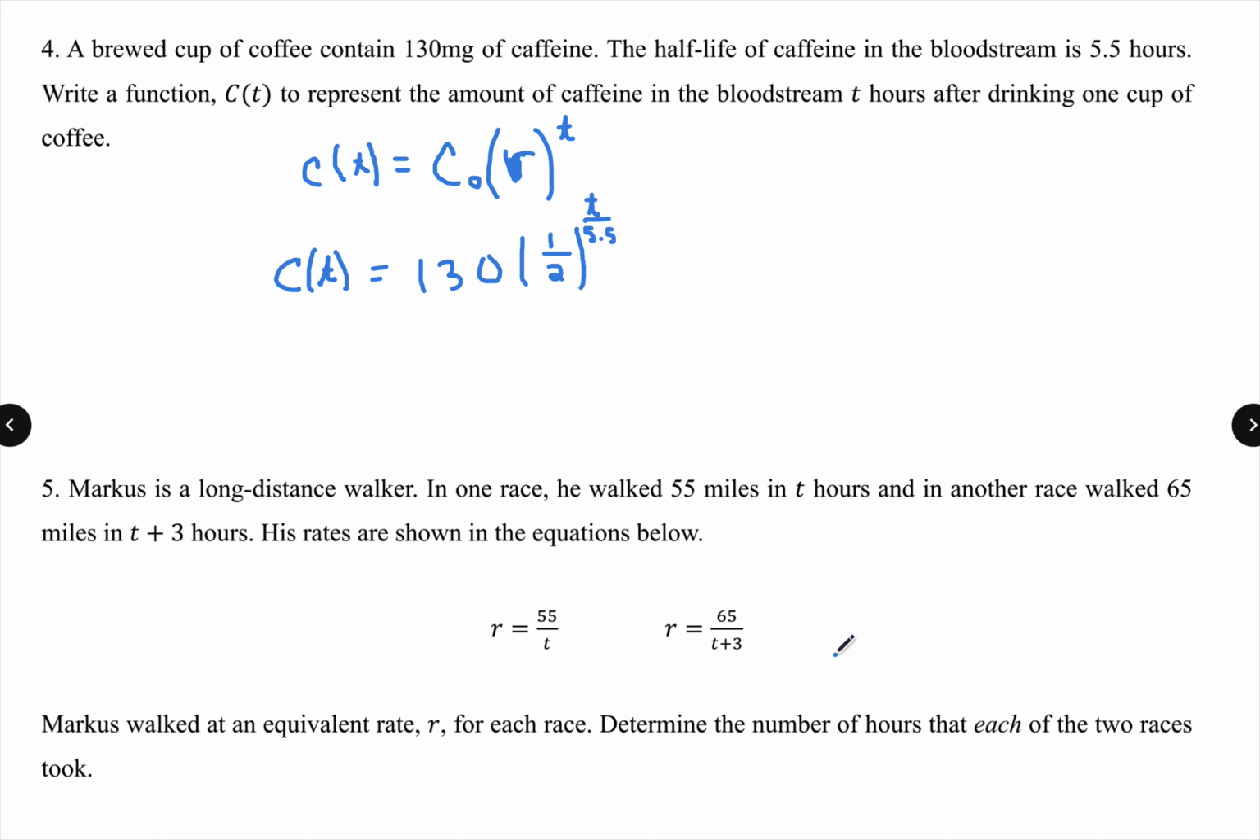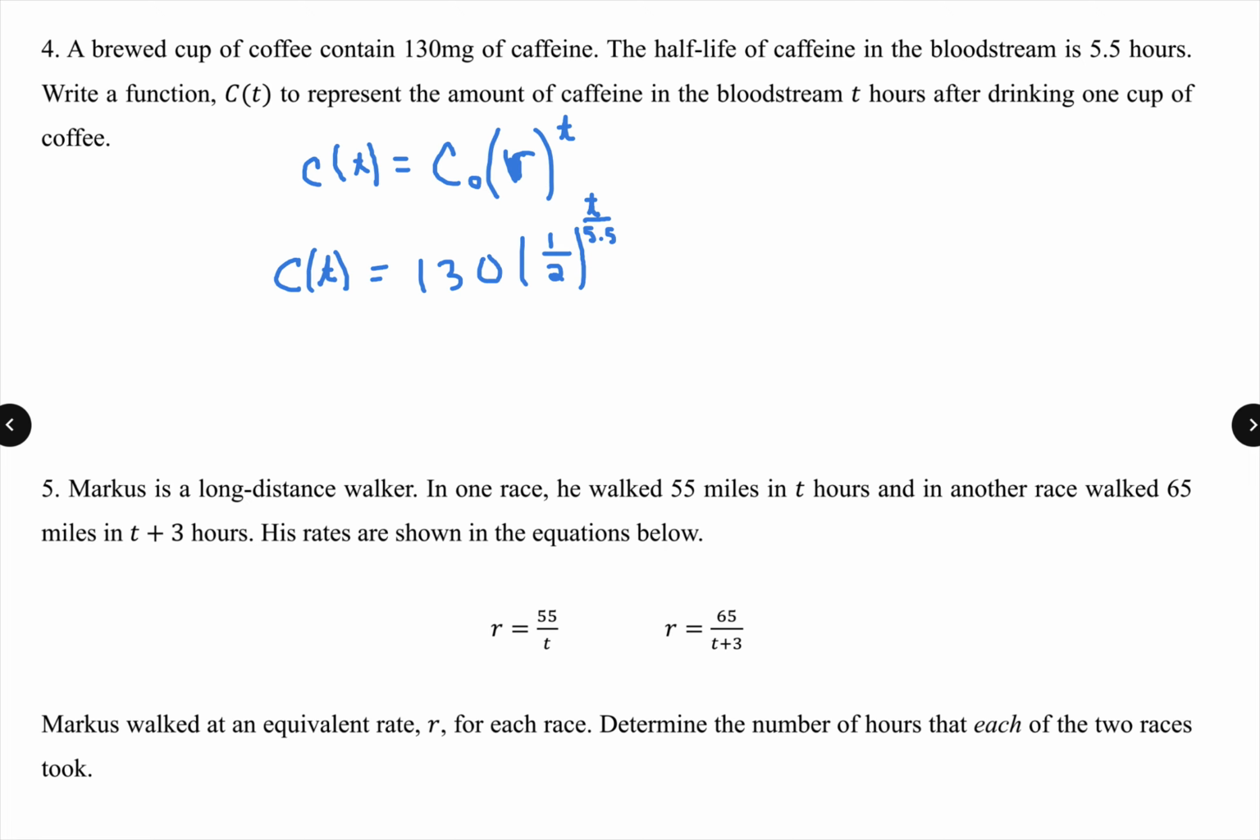You'd be completely correct if you answer it just like this. The reason the half-life goes on the bottom is that if I put in 5.5 hours over here, it simplifies to 1. So basically, after 1 cycle of the half-life, you'd be losing half of the caffeine in your brewed cup of coffee. This piece up here is super important though: the initial value times the rate raised to the power of the time that you're going for.